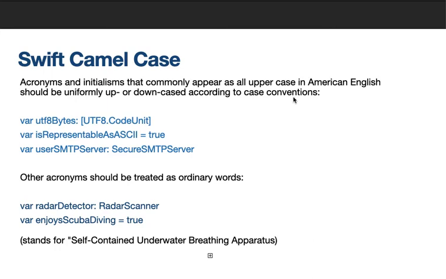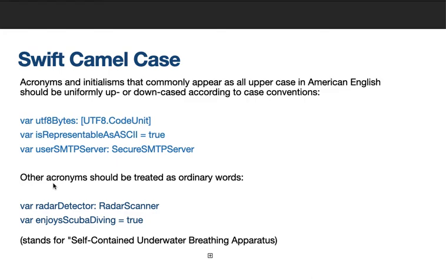Now, it varies where these acronyms are being used. Is it at the start of the variable or in the middle? If you are using it at the start of the variable, like UTF-8, you can see that it is recommended that it should be in lowercase. And if it is at the end, for example ASCII, the acronym is all in uppercase. Same goes for SMTP. This is also an acronym and it is all in uppercase.